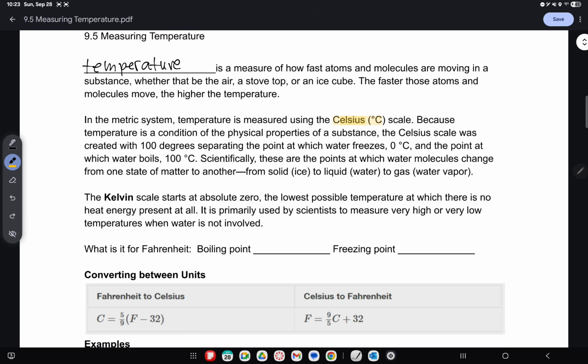We use Fahrenheit. Celsius is a little easier to work with in the metric system because the numbers are nice. So water freezes at 0 degrees Celsius. Water boils at 100 degrees Celsius. That makes kind of sense to work with, because if we think Fahrenheit, and I'll fill it out down here, the boiling point for water, you may or may not know, but it's 212 degrees Fahrenheit. The freezing point, I bet you do know, it's 32 degrees Fahrenheit.